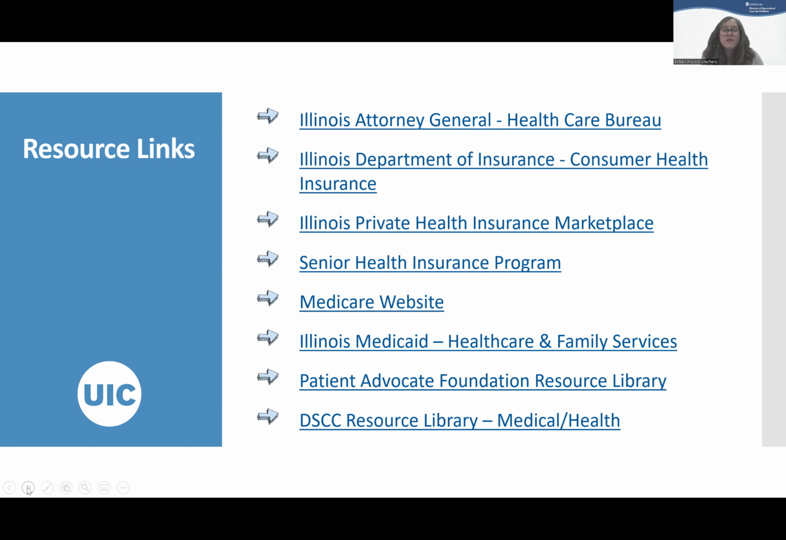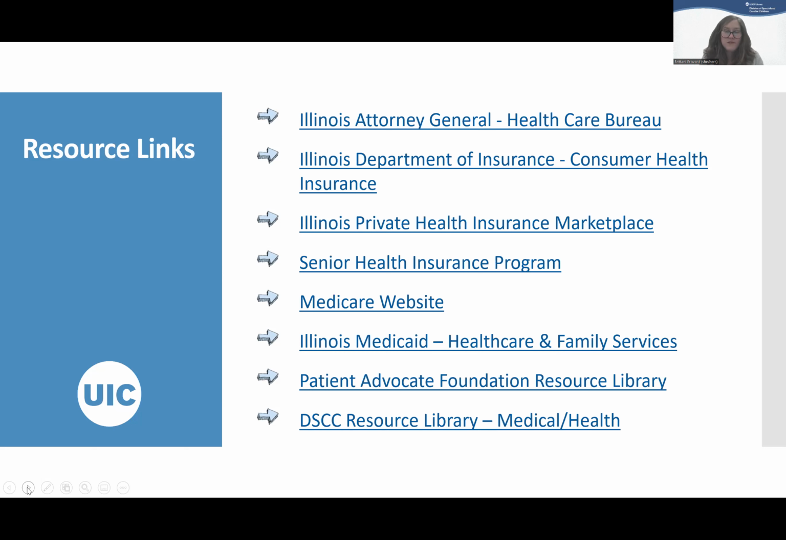If you want to get private insurance and you don't have private insurance through your job, you can explore going through the marketplace. So that's that specific link. We have the senior health insurance program, which is, like it says, senior health insurance, but they also have a lot of people that can help with Medicare. So if you have questions on Medicare, you can go to them as well.